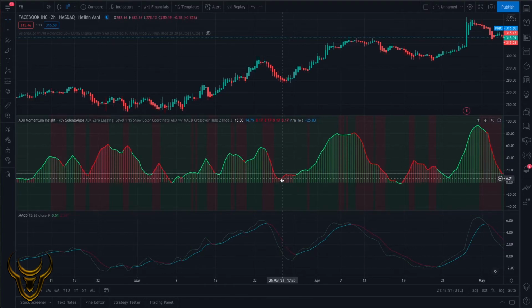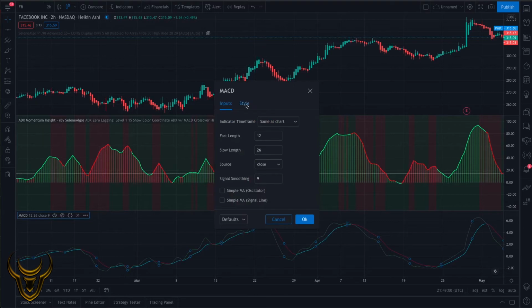So with MACD, the only one piece of information we're missing here is obviously the histogram. So let me pull that back up.